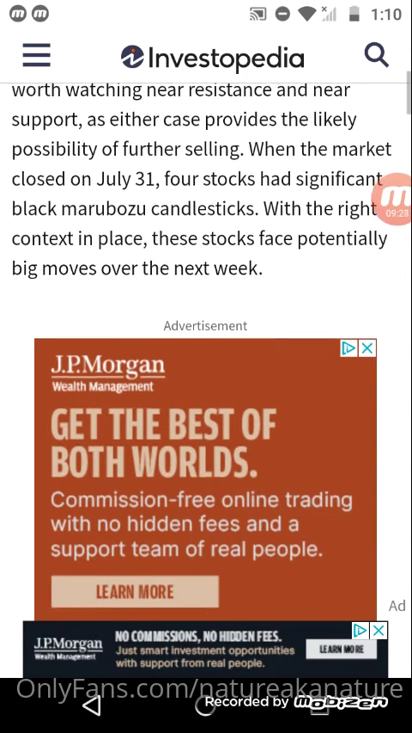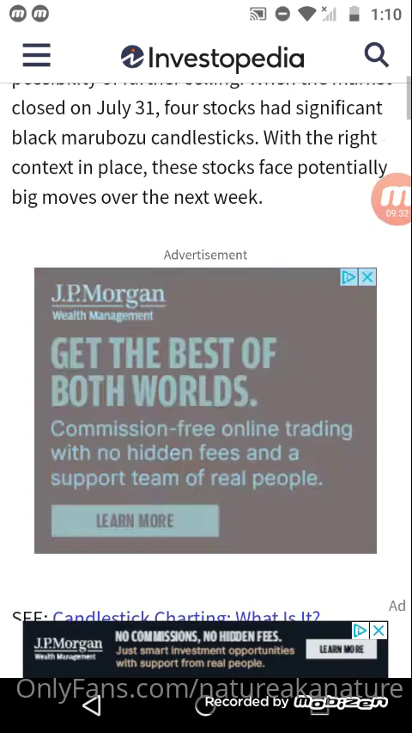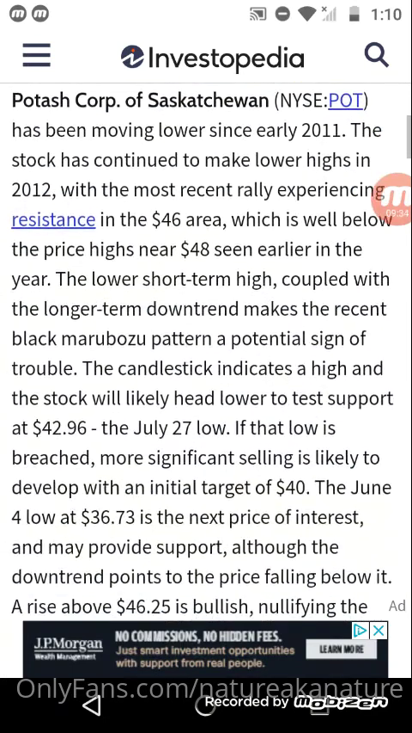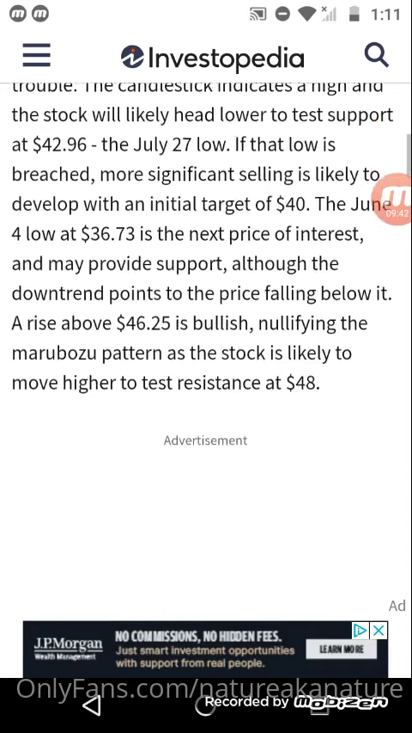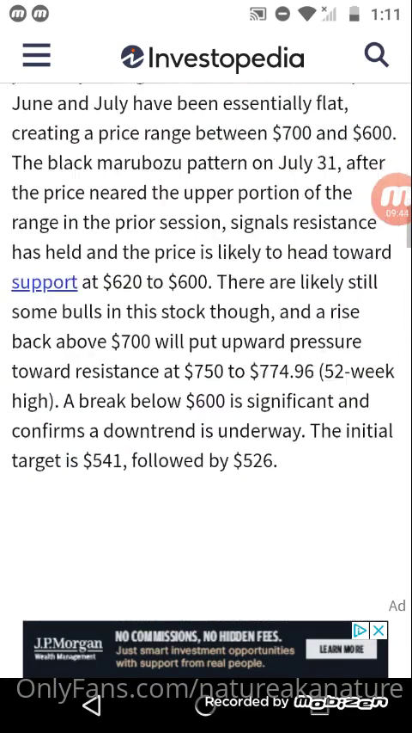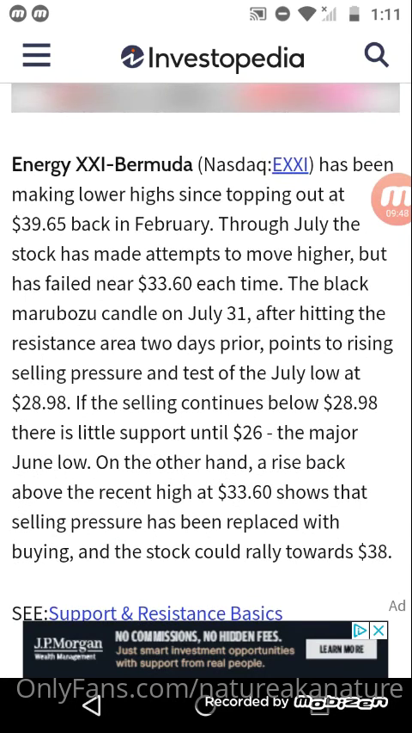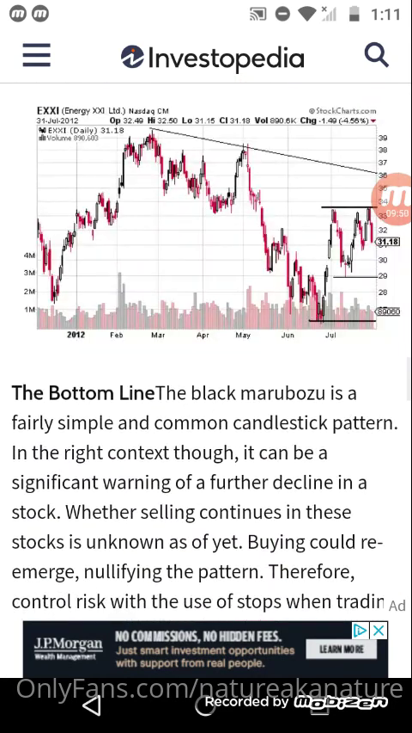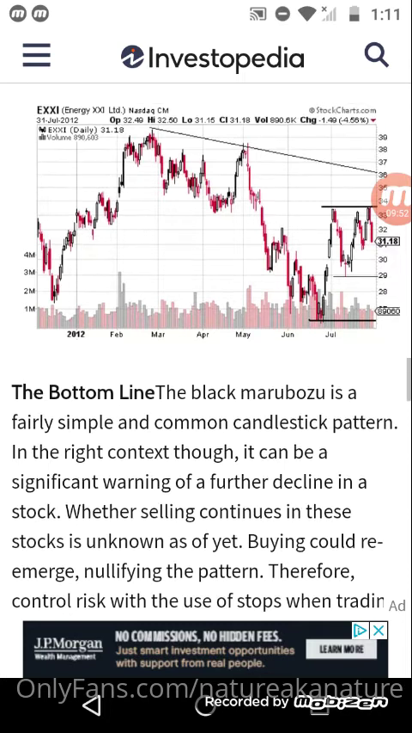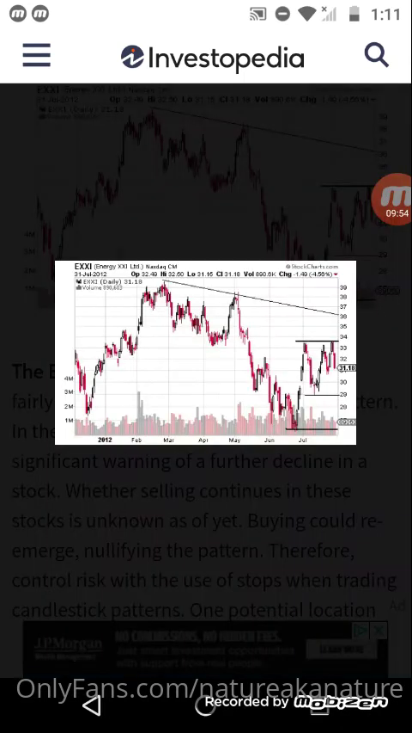So I just wanted y'all to understand Marubozo candlesticks and what they mean. All right, so that's basically it for Marubozo candles. Like here, I like how they got their charts really set up. But what I'm saying is, these are Marubozo candlesticks.